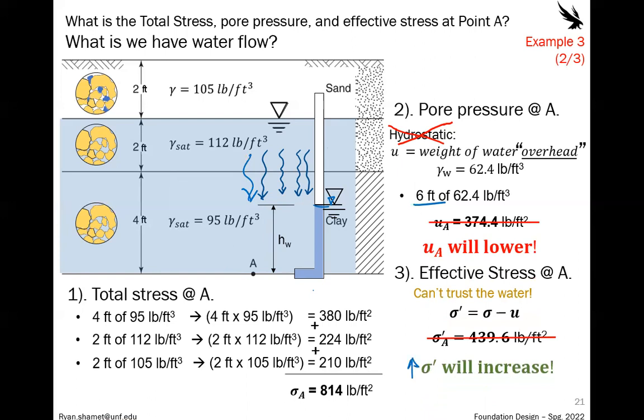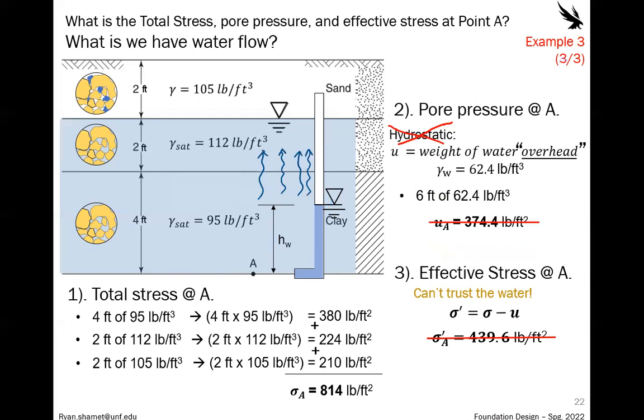So it kind of makes sense vertically. Again, if you think about what's happening on the intergranular level, if you have water flowing from top to bottom, it's going to add more pressure and cause those grains to come in contact more with each other. So our effective stress will increase.